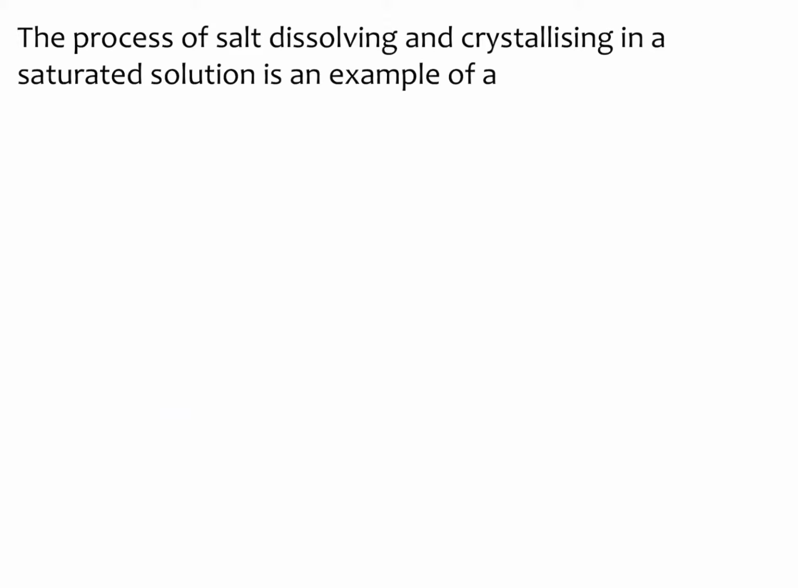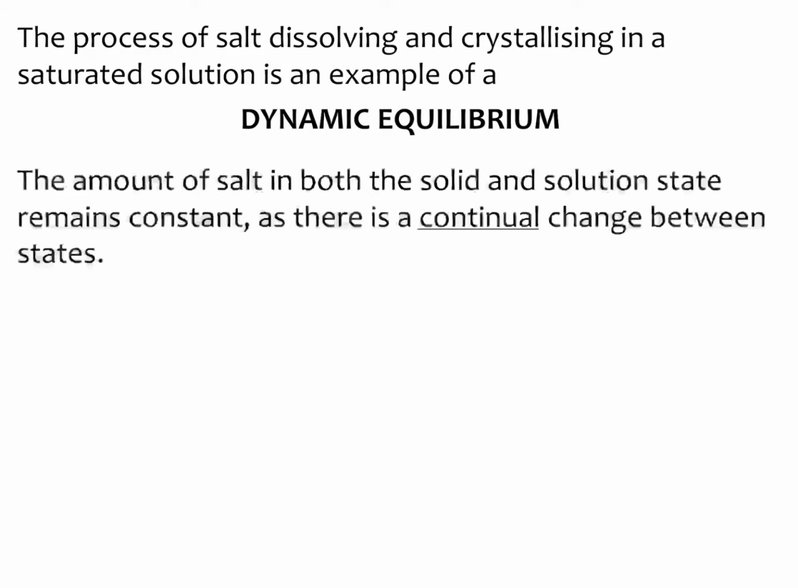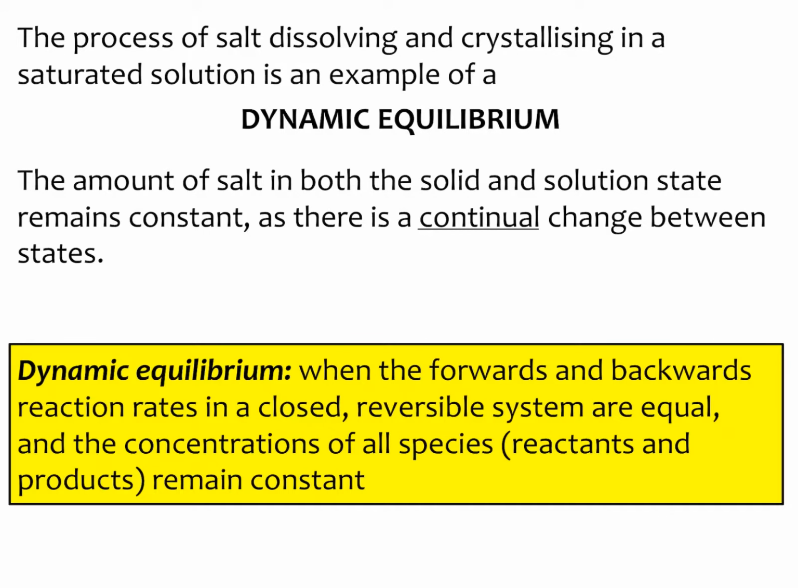Now the process of the salt dissolving and crystallising, all the tennis balls in the guttering pipe being pushed in and coming out, is an example of a dynamic equilibrium. The amount of salt in both the solid and solution state remained constant, as there was a continual change between the states. So there is a definition that you need to know for dynamic equilibrium: dynamic equilibrium is when the forwards and backwards reaction rates in a closed reversible system are equal and the concentrations of all species, both reactants and products, remain constant.